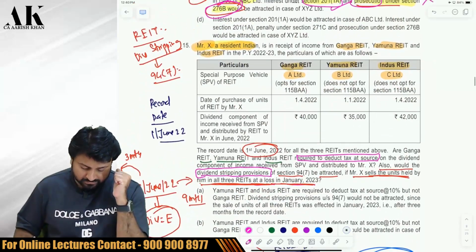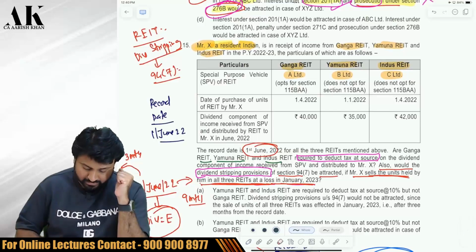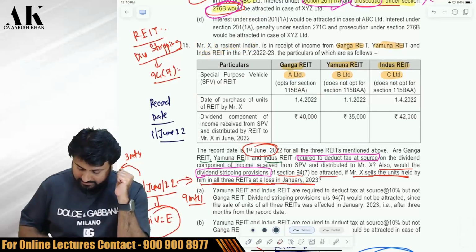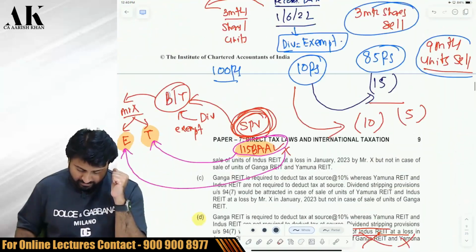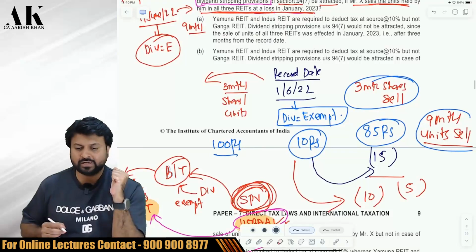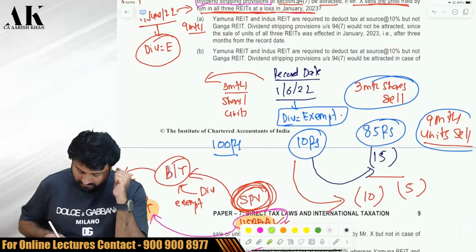And one last question, which is also a very intelligent question. Let's try to understand this question very clearly. This question also has a concept of dividend stripping. So first of all, I would like to explain the concept of dividend stripping, what exactly dividend stripping is all about. So what is dividend stripping?